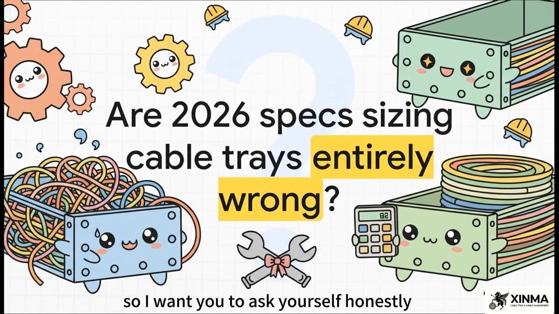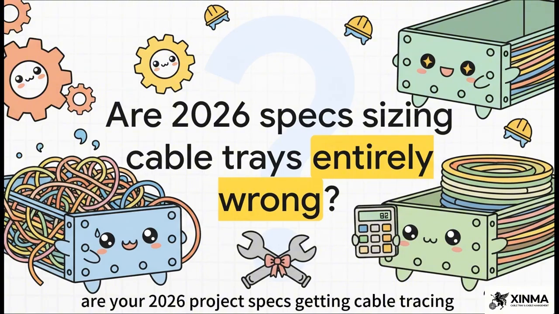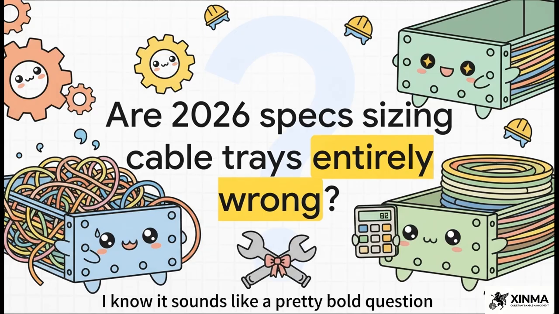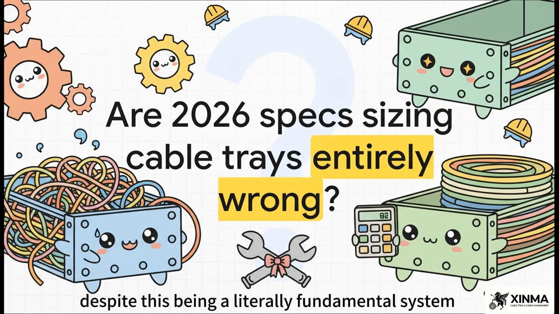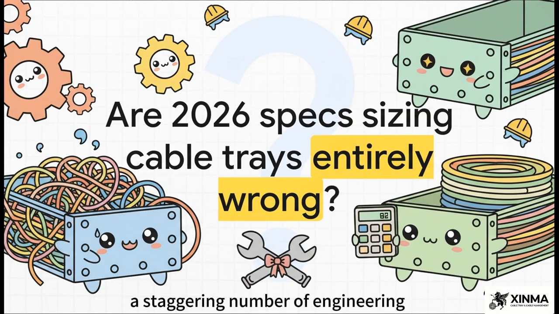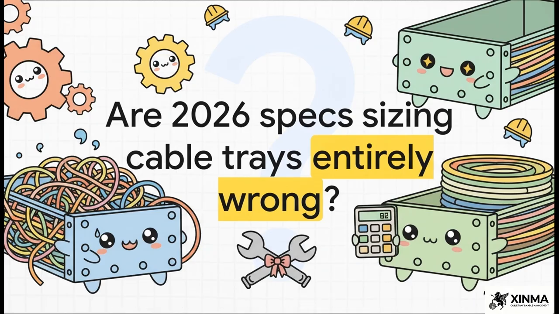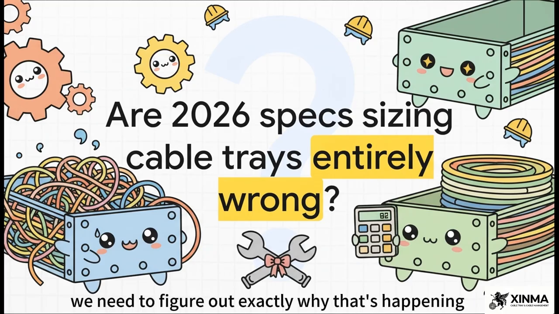So I want you to ask yourself honestly, are your 2026 project specs getting cable tray sizing entirely wrong? I know, it sounds like a pretty bold question, but the reality is, despite this being a literally fundamental system in modern construction, a staggering number of engineering specs are still relying on massive calculation errors. We need to figure out exactly why that's happening.